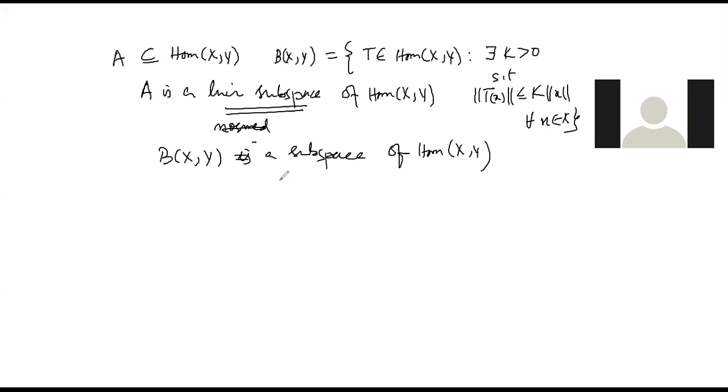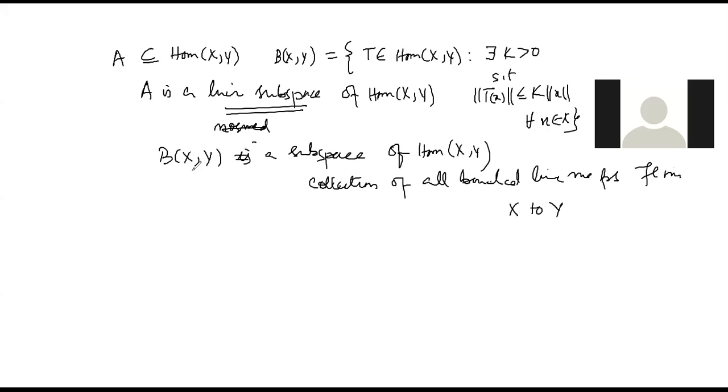Collection of all bounded linear maps. तो मैं words में use करूंगा. Collection of all bounded linear maps from x to y. तो ये होगा हमारा bxy. तो अब ये वेक्टर स्पेस है ना, in its own right. It's a subspace of a vector space. It's a vector space or a linear space.